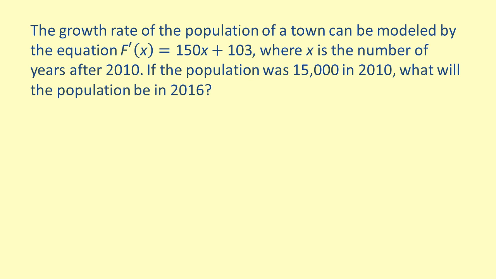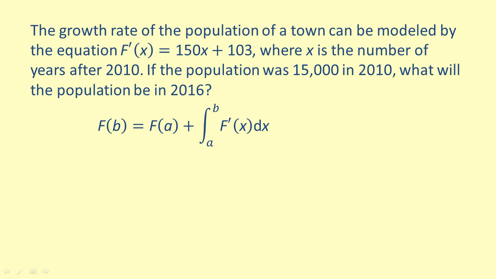We are given a problem with a growth rate and are asked to find the population after a given number of years. Recall that the net change theorem states that the new value of a changing quantity is equal to the initial value plus the integral of the rate of change. In equation form, f of b equals f of a plus the integral of f prime of x dx from a to b. Let's substitute our values into this equation.